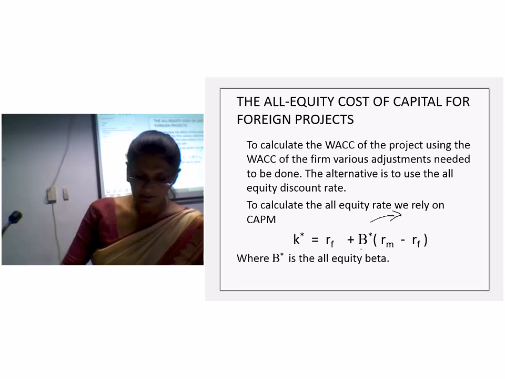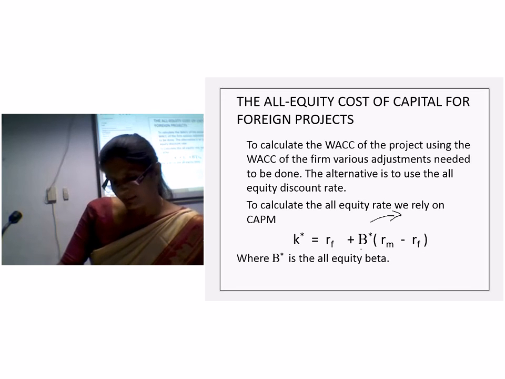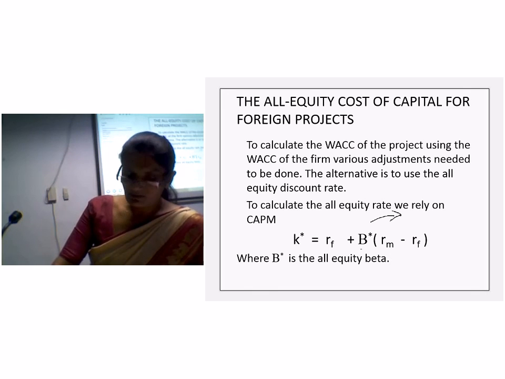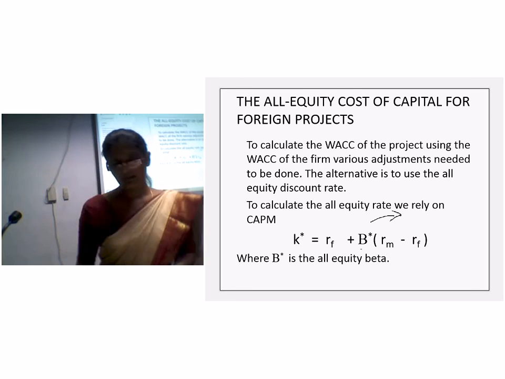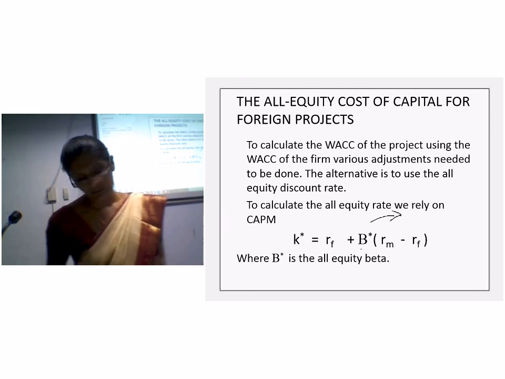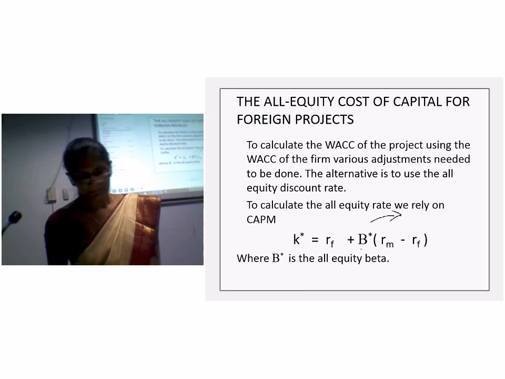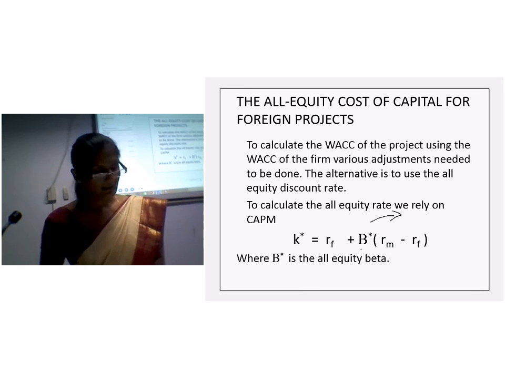Anyway, when we estimate the beta, no firm in the world can estimate it with great accuracy. It would definitely be based on some assumptions, right? So it would not reflect the right systematic risk associated with the particular project, right? Anyway, we have to at least calculate an approximated beta, right?